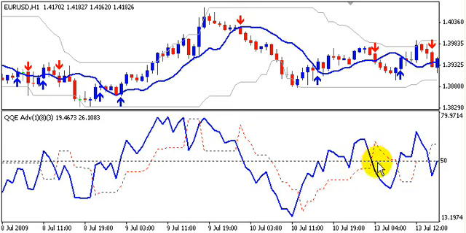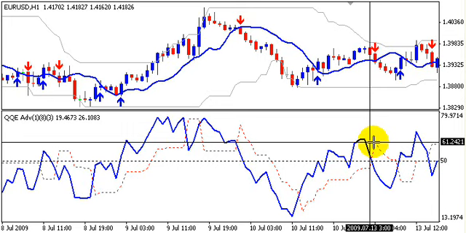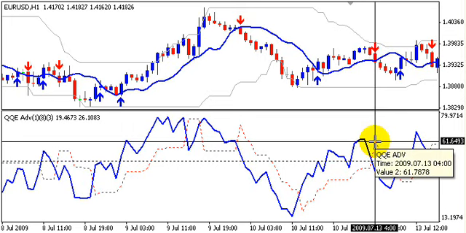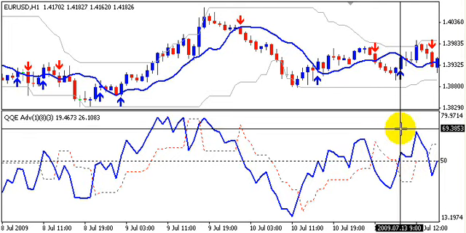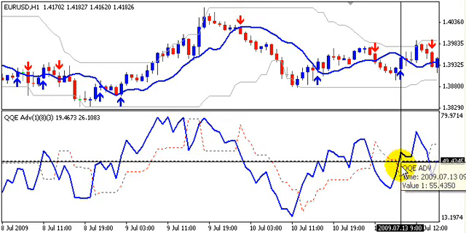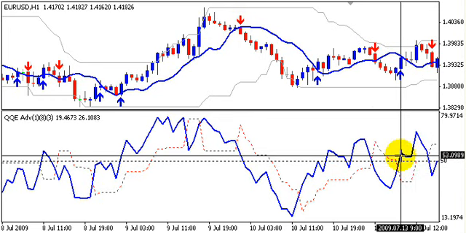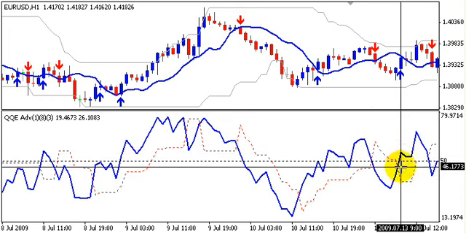Now we get here a nice cross below the 50 line as the signal line crosses above. Let me see, this happened here. So this all happens at the same time. We get a nice cross below, the signal line crosses above. This is a good entry to go short. And then here we have the same thing happening to go long. We get a cross above the signal line and a cross above the 50 line.